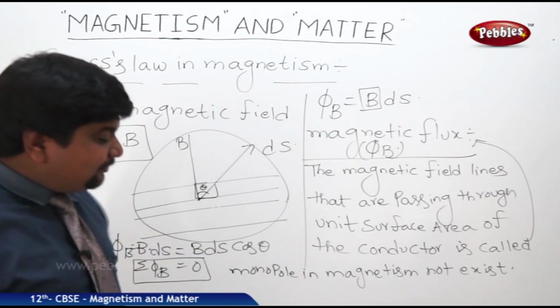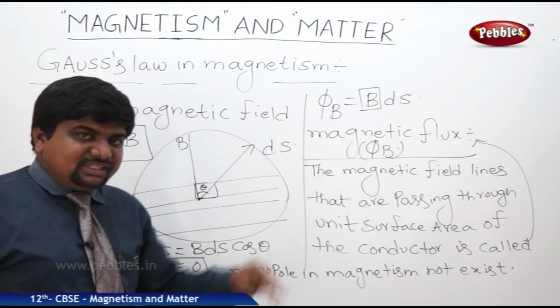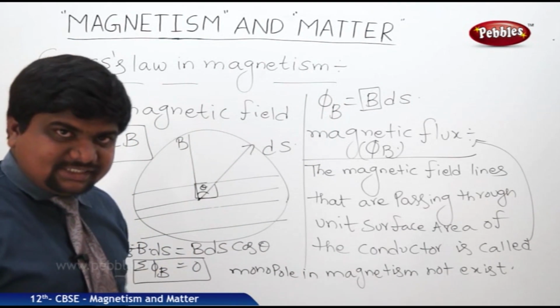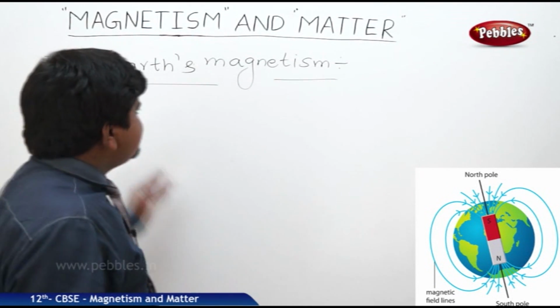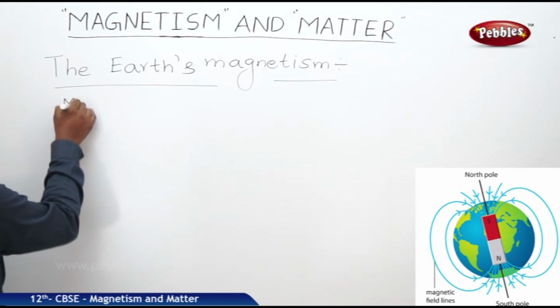But in case of electric fields, a monopole exists until and unless an opposite charge is placed at a finite distance. Now we will discuss the Earth's magnetism, meaning the magnetic behavior of the Earth.